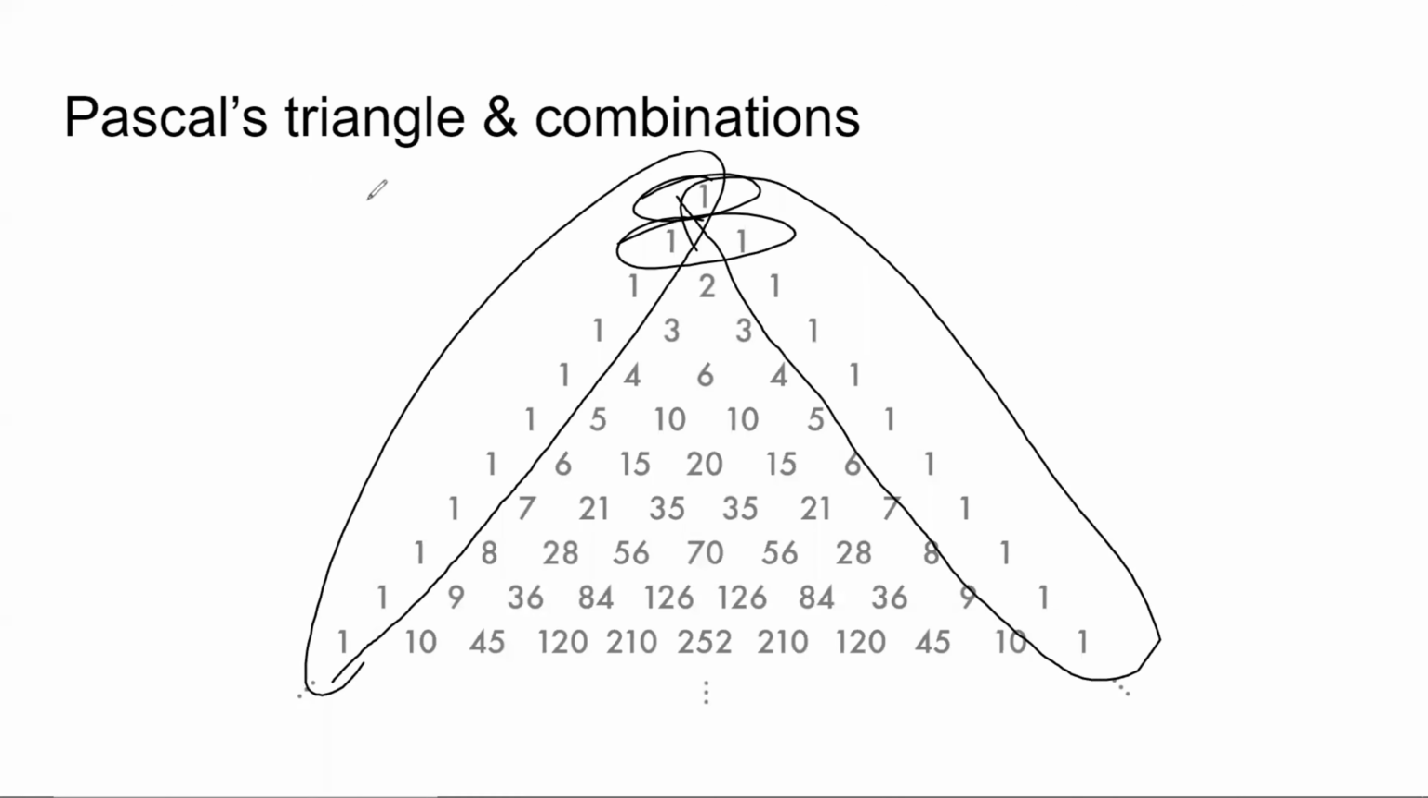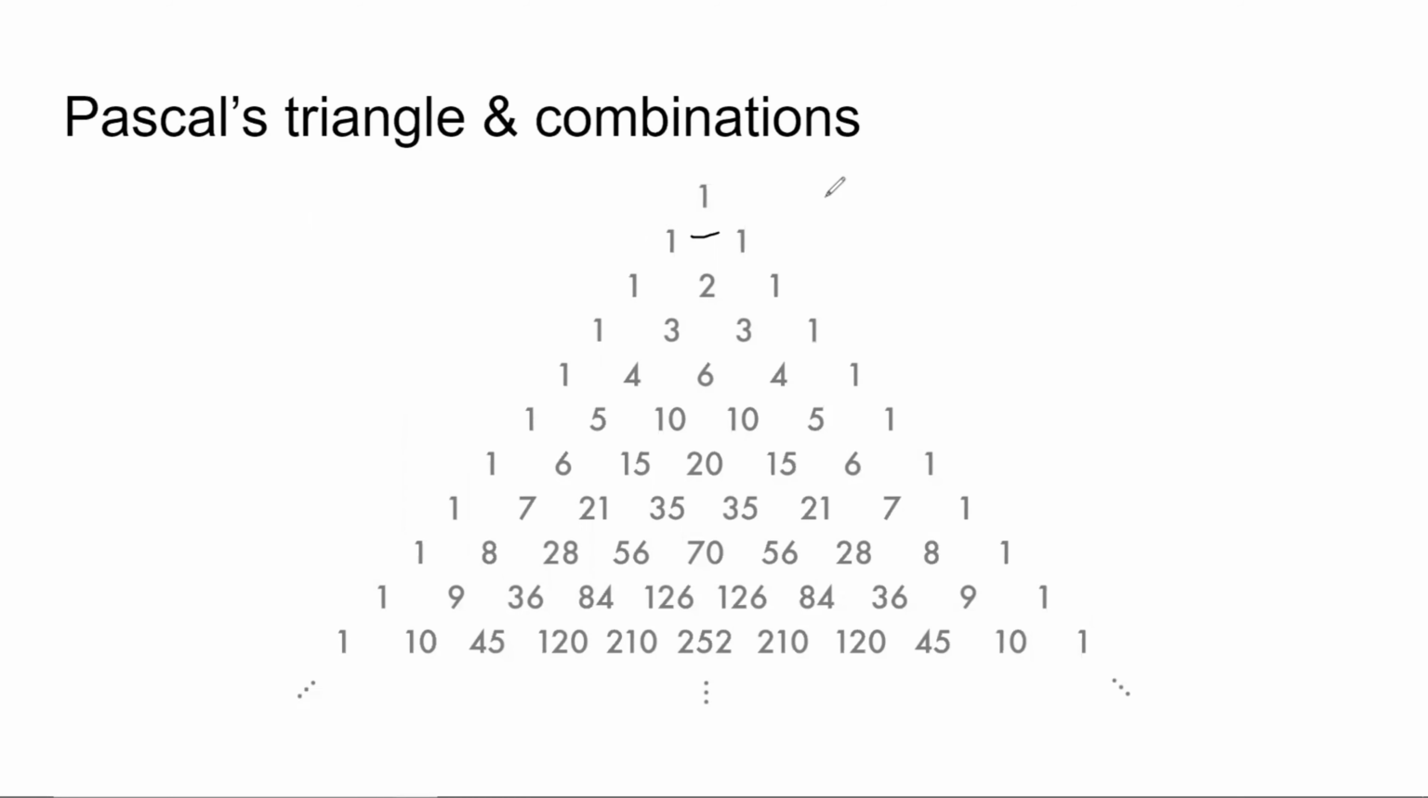So that's kind of the basis of the triangle. And inside of the triangle, what we have is 1 plus 1 gives us 2. 1 plus 2 gives us 3. 2 plus 1 gives us 3. 1 plus 3 gives us 4. 3 plus 3 gives us 6. 3 plus 1 gives us 4, and so on. So you'll see that every 2 numbers add up to the number below it.